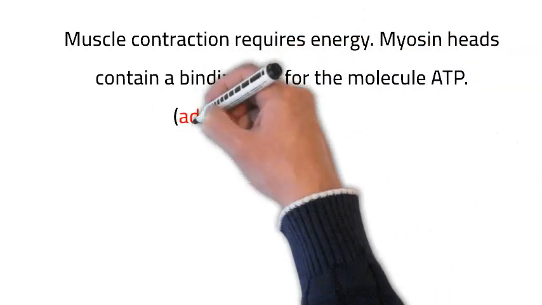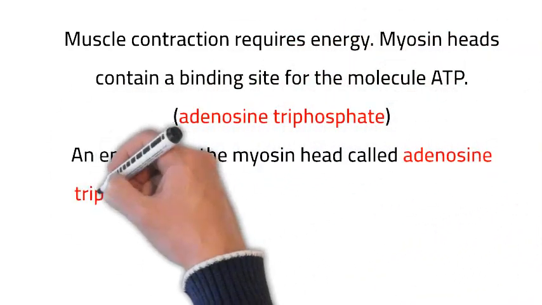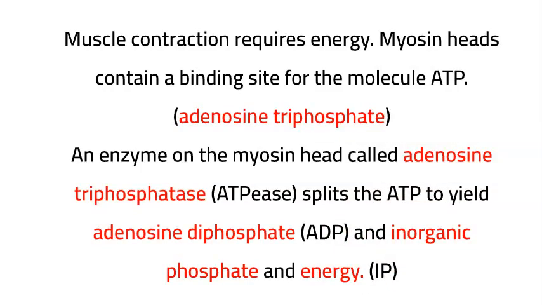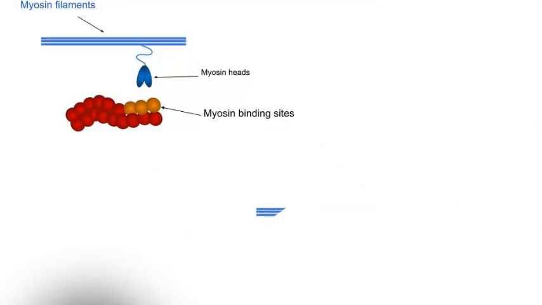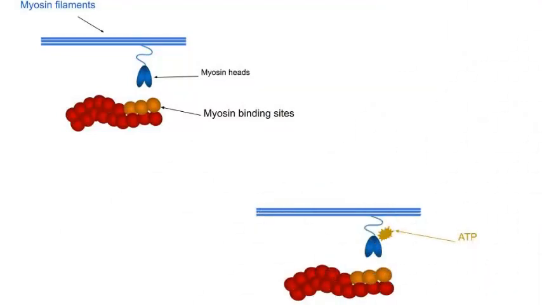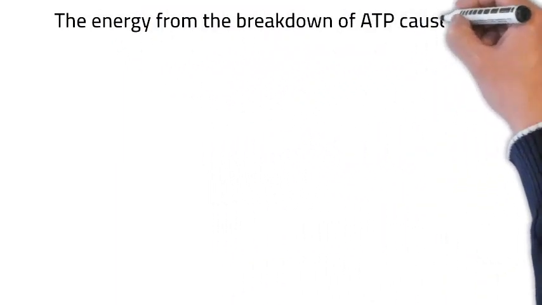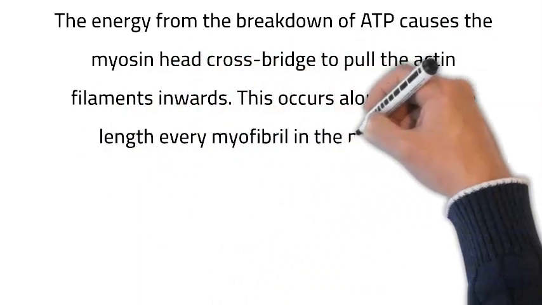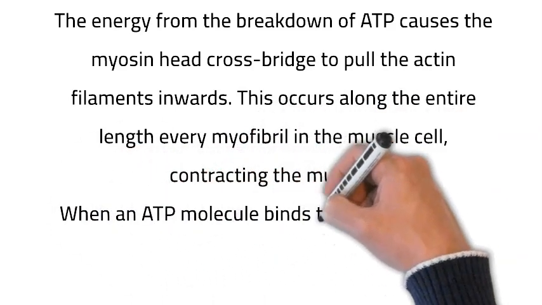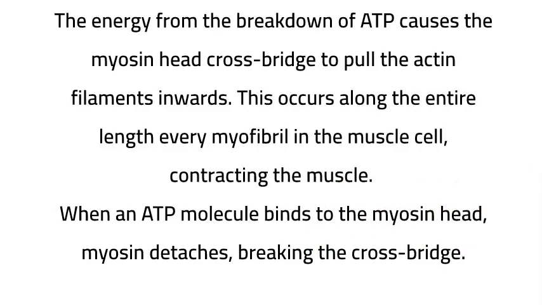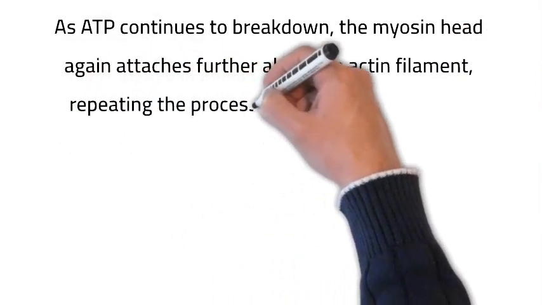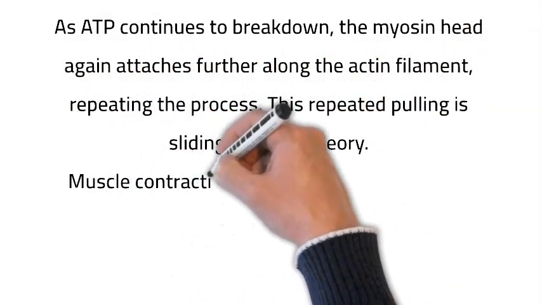Now, muscle contraction requires energy. Myosin heads contain a binding site for the molecule ATP, adenosine triphosphate. An enzyme on the myosin head called ATPase splits the ATP to yield adenosine diphosphate, ADP, and inorganic phosphate, IP, as well as energy. The energy from the breakdown of ATP causes the myosin head crossbridge to pull the actin filaments inwards. This occurs along the entire length of every myofibril in the muscle cell, contracting the muscle. When an ATP molecule binds to the myosin head, the myosin detaches, breaking that cross bridge. As ATP continues to break down, the myosin head again attaches further along the actin filament, repeating the process. This repeated pulling is the sliding filament theory.